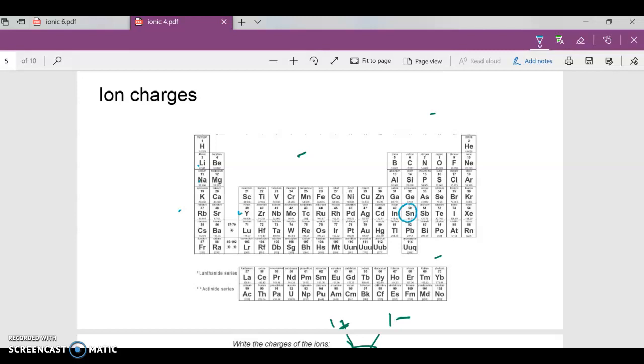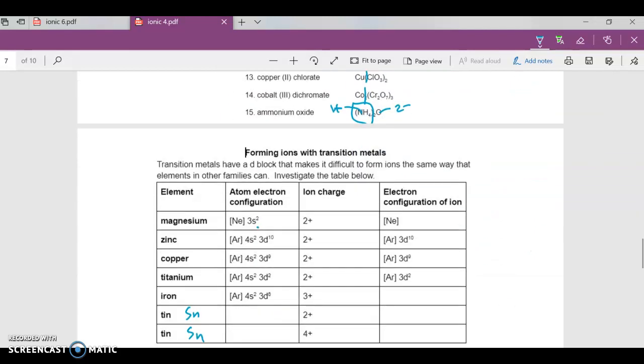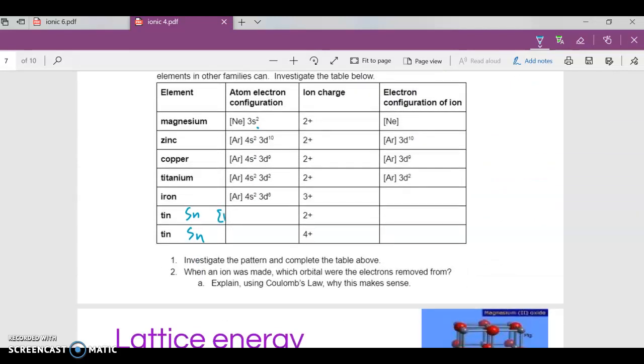So to do its noble gas configuration, I take krypton, that's its base, that's the noble gas just before it, and I move on further from here. This is the 5th row, so I call this 5s2. It's 5 down, 5s2. And then I go to 4d10, that gets me through here. And then I'll end it with 5p2. So krypton, 5s2, 4d10, 5p2.